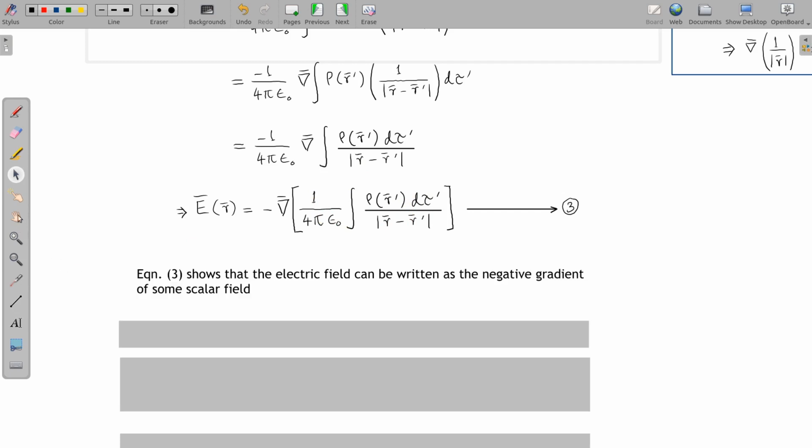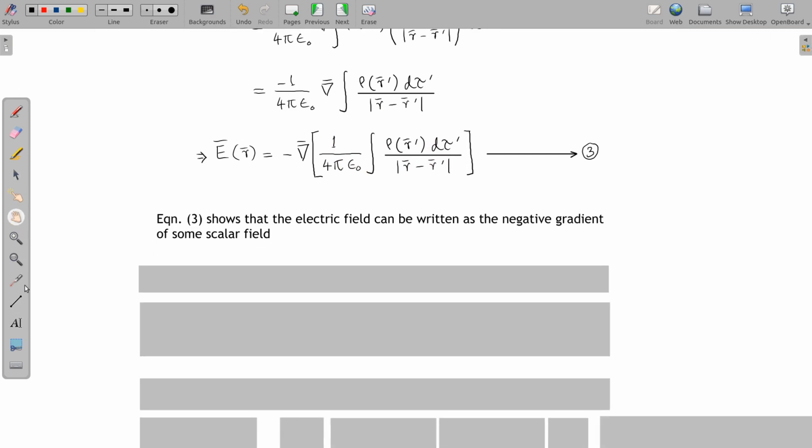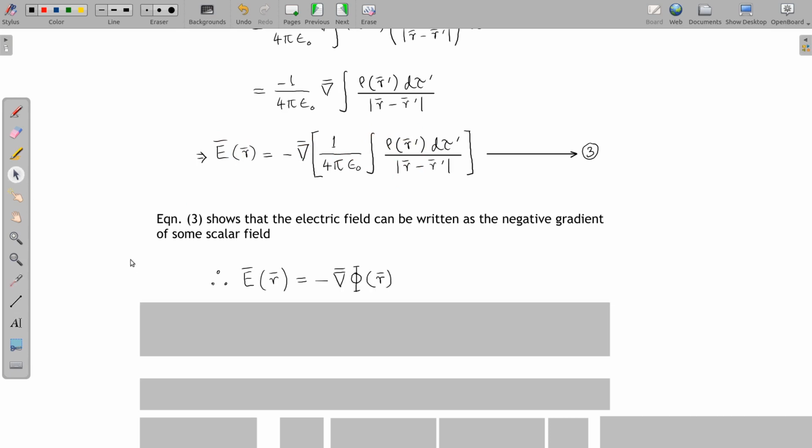So this means that we can write the electric field as the negative gradient of some scalar field. This scalar field, whatever quantity we have inside the brackets, we call phi. And what will this phi depend on? It will depend only on r. How do you know that this is going to depend only on r? Because it has r prime also.